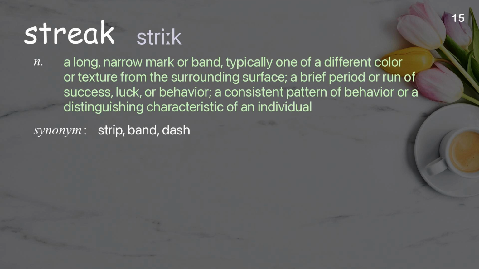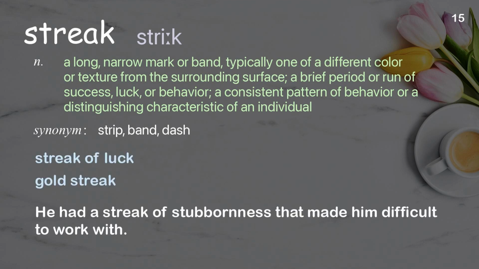Streak. A long, narrow mark or band, typically one of a different color or texture from the surrounding surface, a brief period or run of success, luck, or behavior. A consistent pattern of behavior or a distinguishing characteristic of an individual. Examples: Streak of luck. Gold streak. He had a streak of stubbornness that made him difficult to work with.